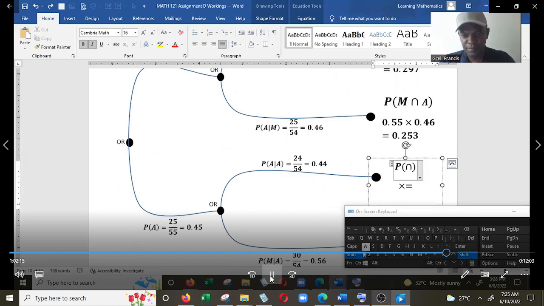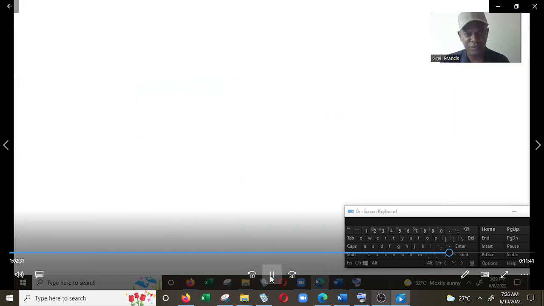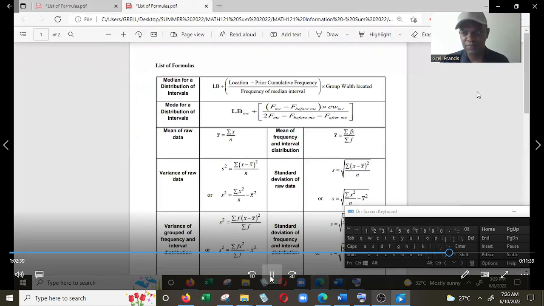Apple, then an apple, and then 0.45. Here it is here, multiplied by 0.44. By the way, which formula is this in the list we are using? In the list, which formula we are using to calculate these intersections?